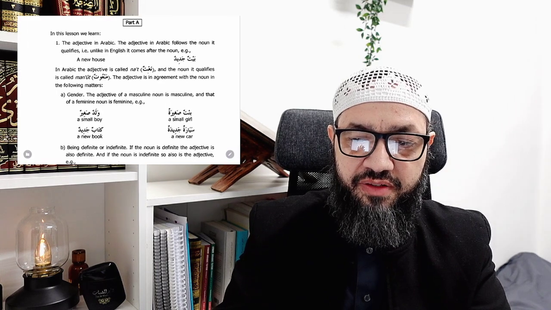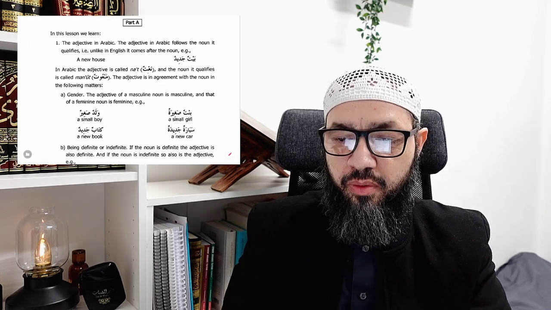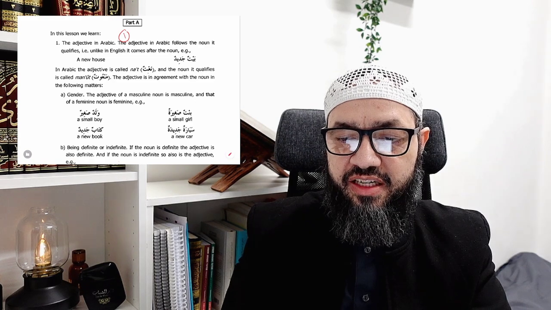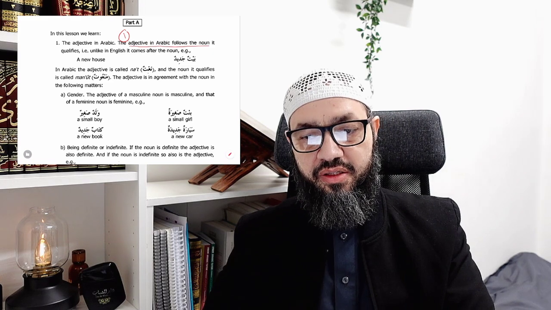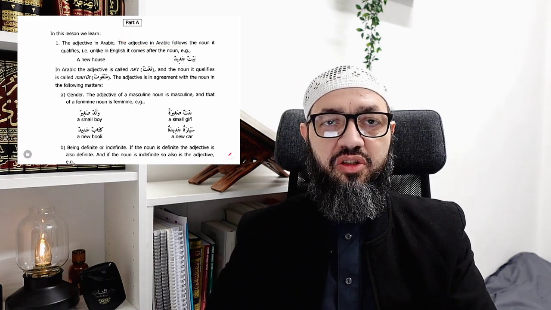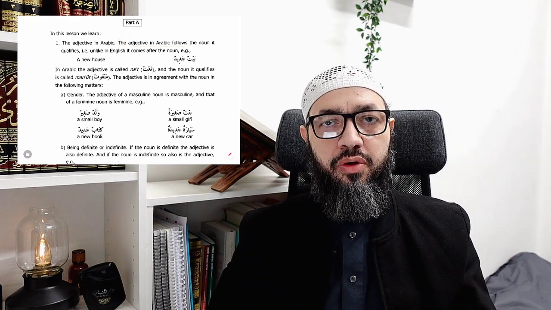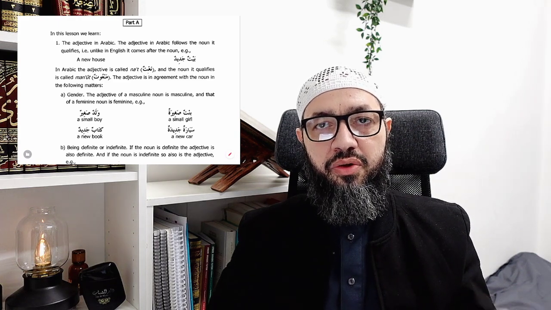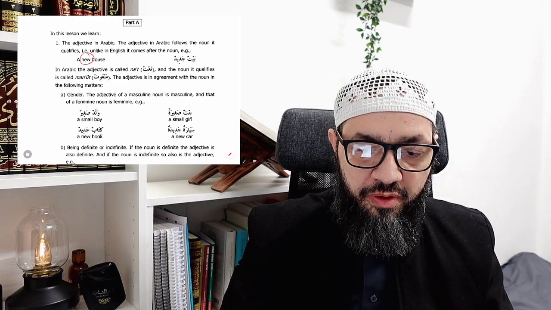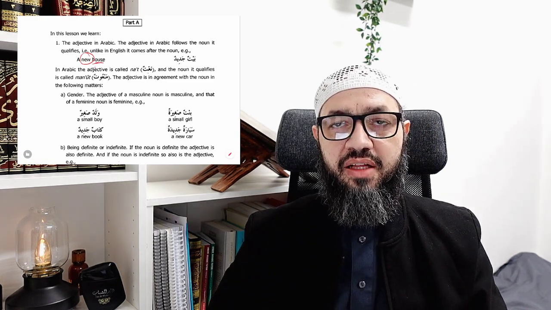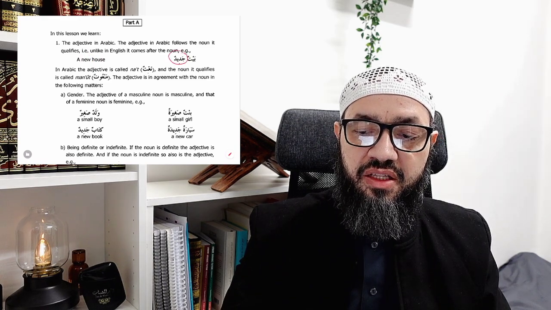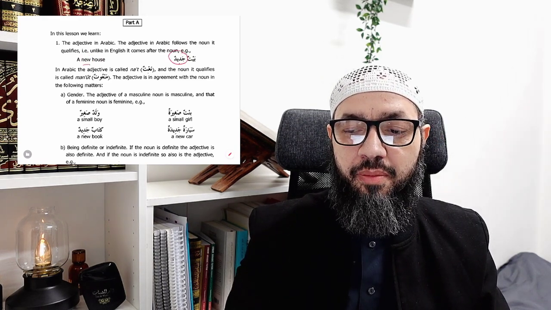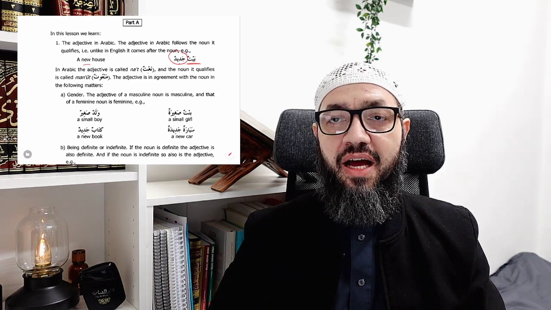Okay, it says in this lesson, the adjective in Arabic. That's the first thing. Number 1, the adjective. This is point number 1. The adjective follows the noun it qualifies. In other words, it comes afterwards. In English, you say the small book or a small book, a new house. The adjective comes before the noun that it's speaking about. In Arabic, it's the opposite way round. You have jadidun, which is the adjective, meaning new, coming after the bait, after the house.